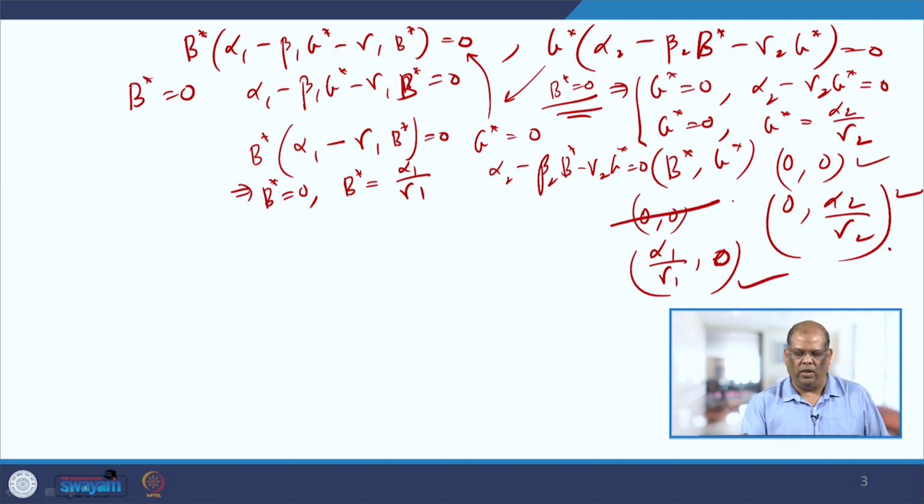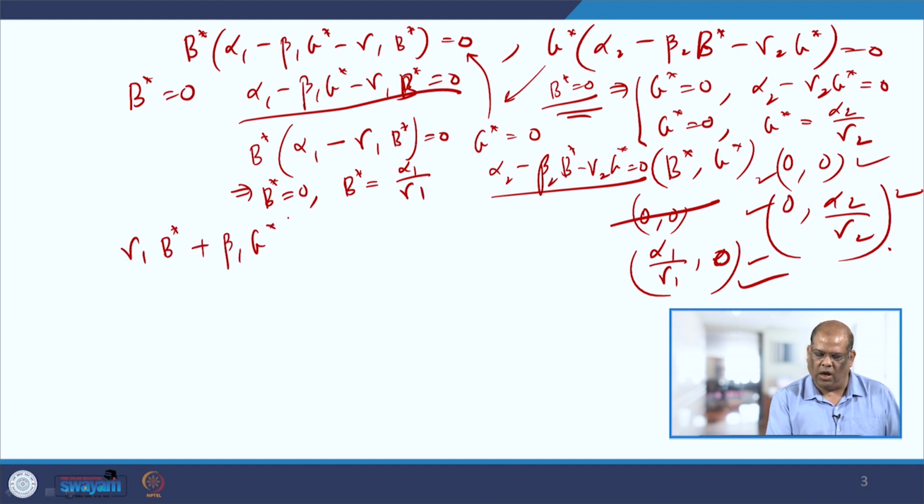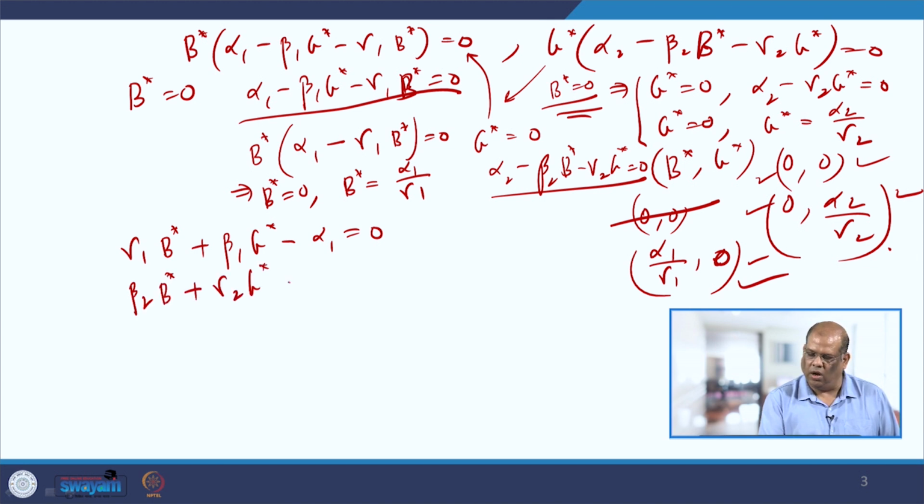So, right now with this you have 1, 2 and 3 equilibrium solutions. The final one will come from solving this and this equation. So, we write them as gamma 1 B star plus beta 1 G star minus alpha 1 equal to 0, and beta 2 B star plus gamma 2 G star minus alpha 2 equal to 0.